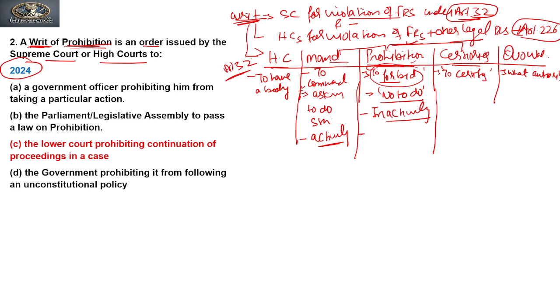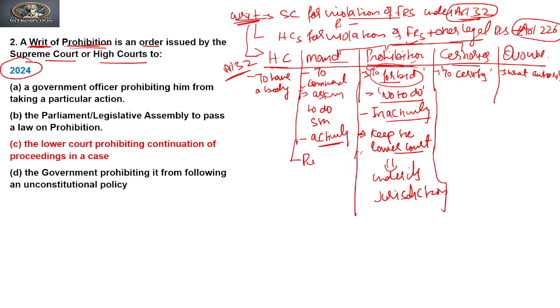Now this prohibition is basically issued to keep the lower courts under its jurisdiction. It is only issued to the judiciary or a quasi-judicial body, whereas mandamus is issued against a public office, right? And prohibition is issued to the lower court, judiciary or quasi-judicial body.